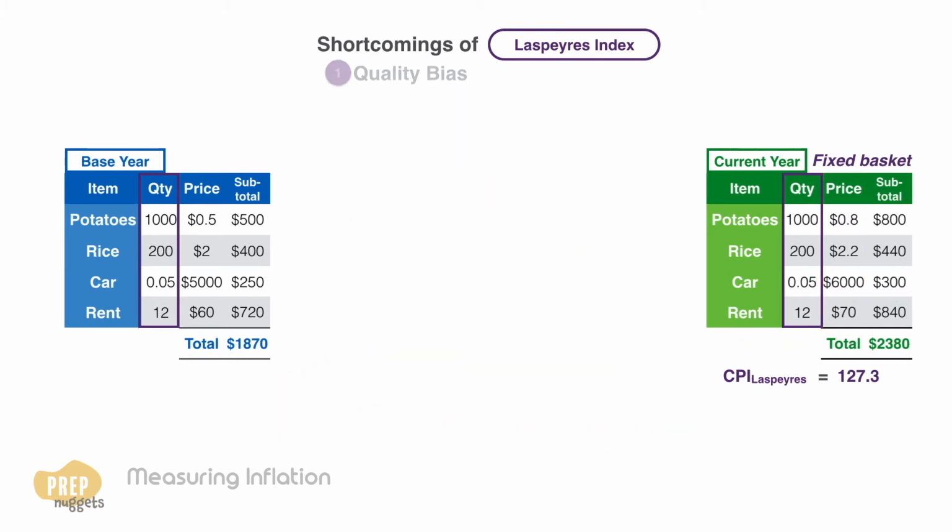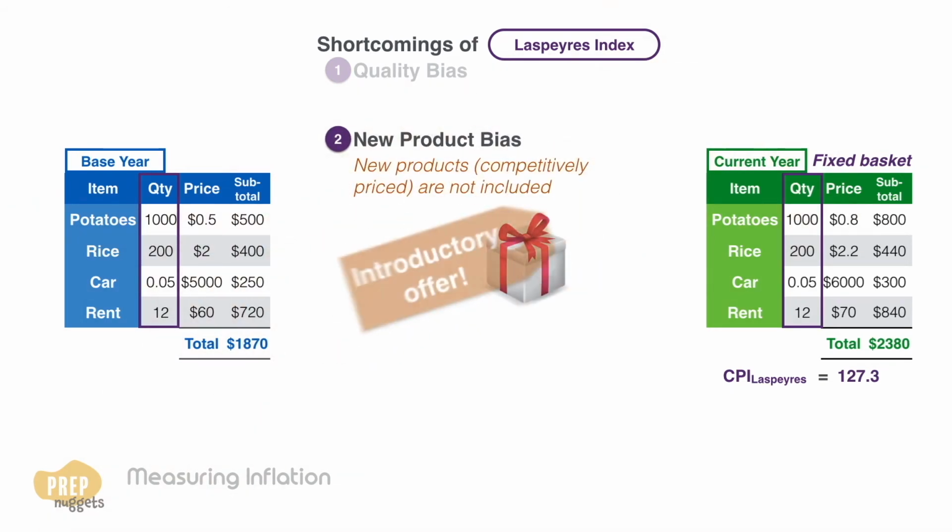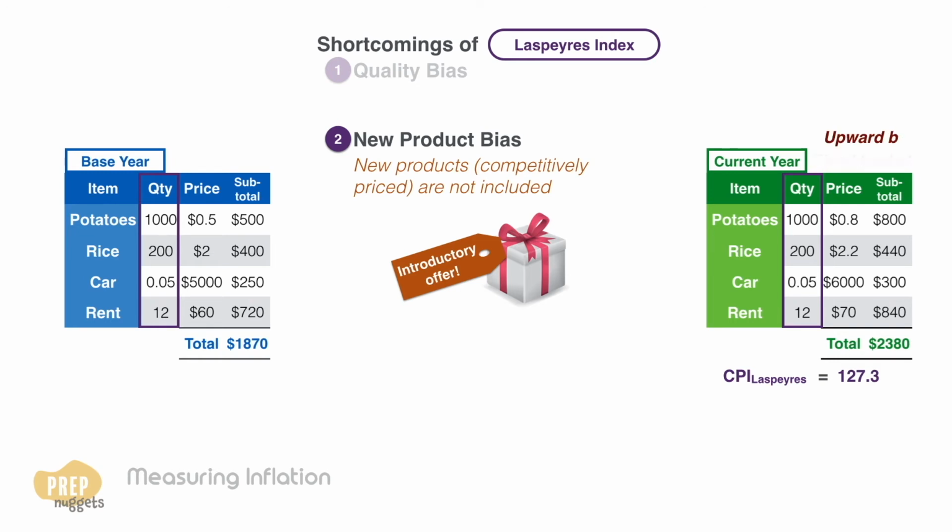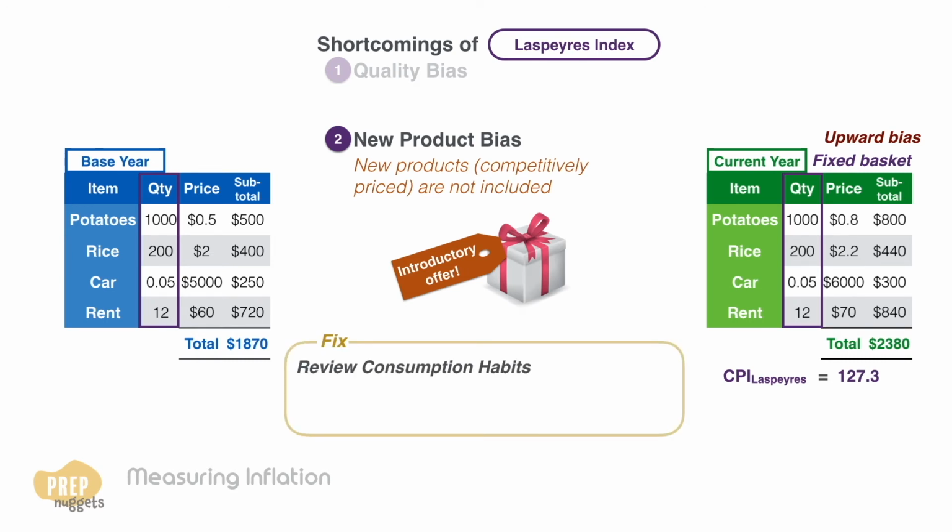Secondly, new products are frequently introduced and priced competitively to gain market share. However, a fixed basket of goods and services will not include them. In general, this situation again creates an upward bias in the Laspeyres index. This bias can be easily fixed by periodically reviewing consumption habits to adjust the quantities of the current basket of goods and add in new products that consumers are switching to.